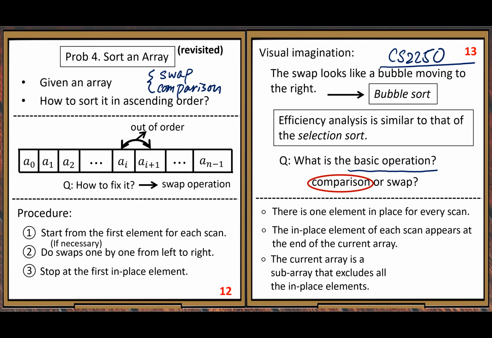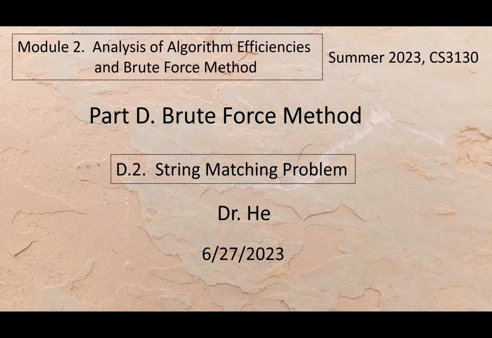We do not do an explicit efficiency analysis here because the result is very similar to the one in selection sort. The best case and worst case are very similar to selection sort. When we count the number of comparisons, it is the same number as in selection sort.